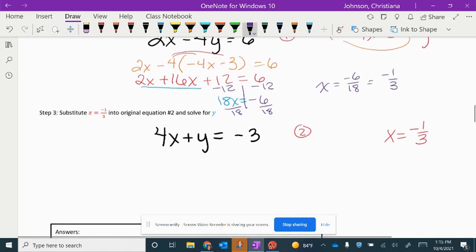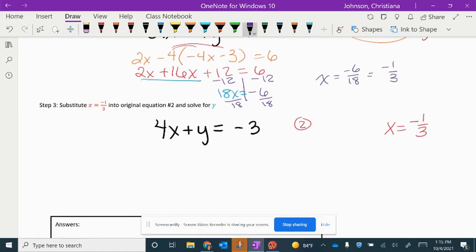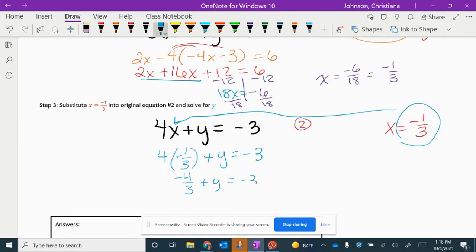Okay? So now we're going to take what we just found with our x, the negative 1/3, and we're going to replace it into the first equation. So we're going to take this and stick it in where x is here, plus y is negative 3. Now I like to get rid of my fractions, but in this case I think I'm just going to move it on the other side.